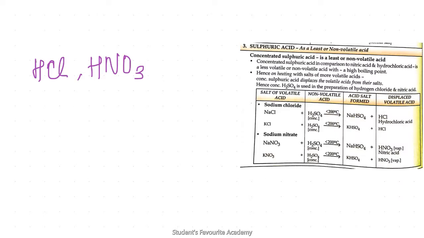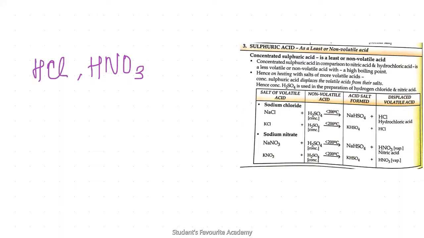So when we talk about less volatile, it means that even if it is becoming volatile, it is doing so at a very high temperature. Hence, on heating with salts of more volatile acids, concentrated sulfuric acid displaces the volatile acids from their salts. So this is the reason. What can you be asked? Why sulfuric acid displaces the salts of more volatile acids? These are the things that you can be asked. Then what will you write?